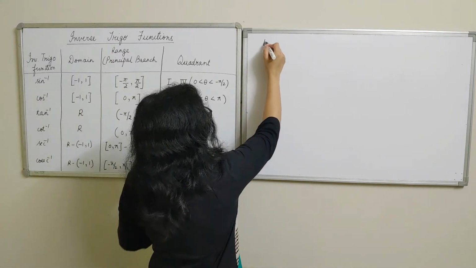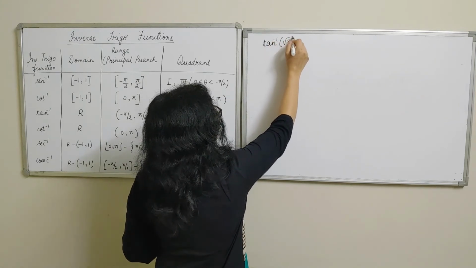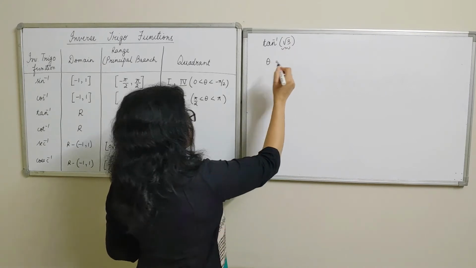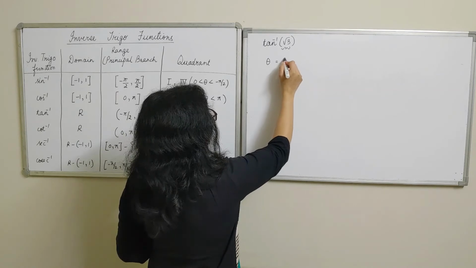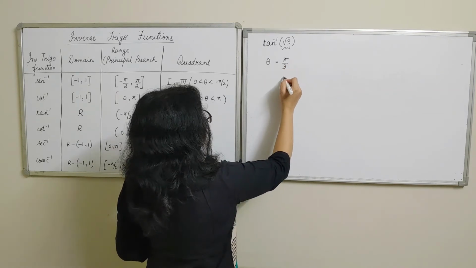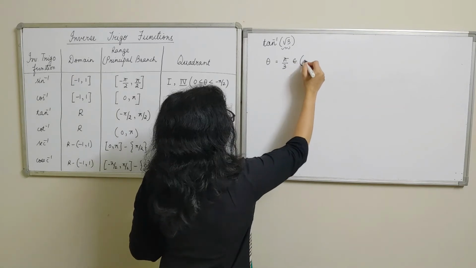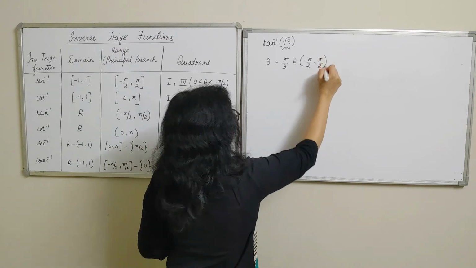So next, let's find out the tan inverse of root 3, a positive value. So theta is in the first quadrant, and we know that tan of 60 degrees is root 3, and this angle belongs to the principal branch of the tan inverse function.